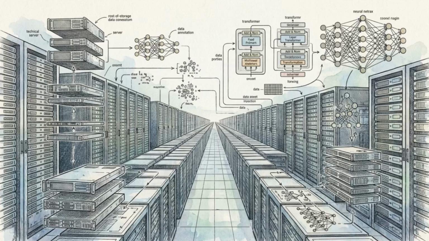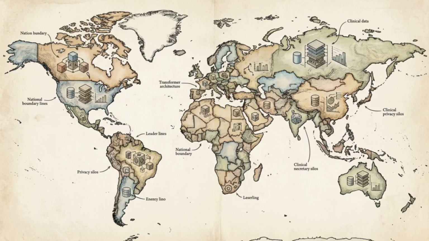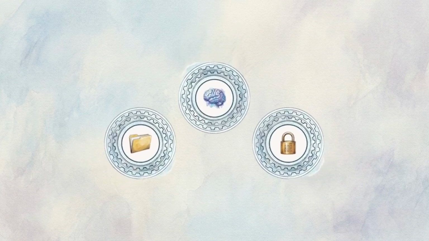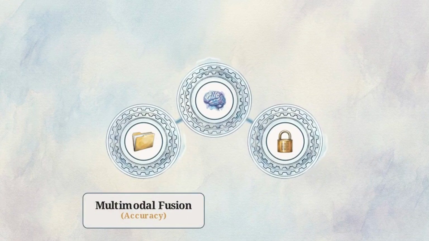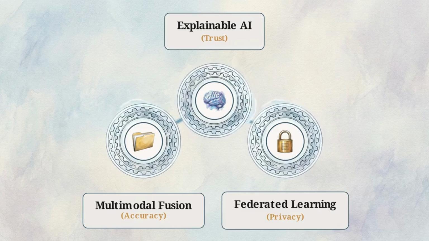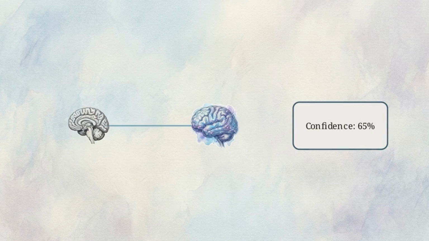The third hurdle is privacy. Training robust models requires massive datasets, but global privacy laws strictly prohibit moving sensitive health records into a central server for processing. Realizing the predictive hospital requires a new technical stack built to handle these constraints: multimodal fusion, explainable AI, and federated deep learning.